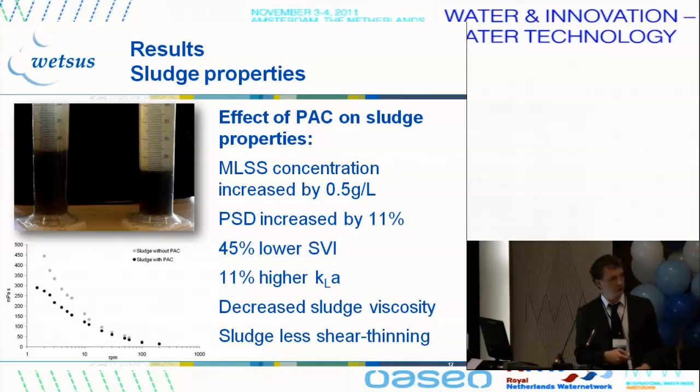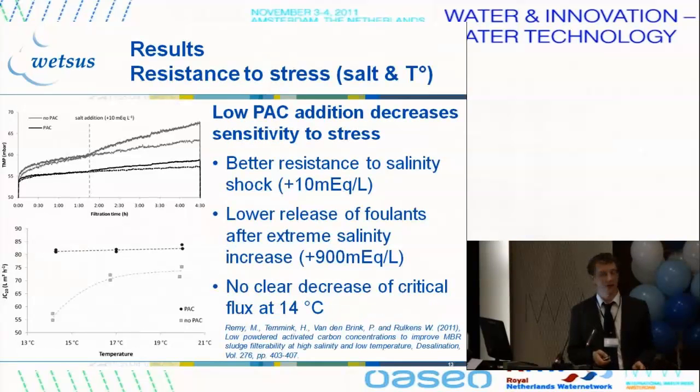We found a lower viscosity of the sludge with PAC, but you also find that it's less shear thinning. So when you don't add a lot of shear, your sludge doesn't get much more viscous, which is the case without PAC. So again, more compact flocs and less sensitive to shear, less fluffy at the end.